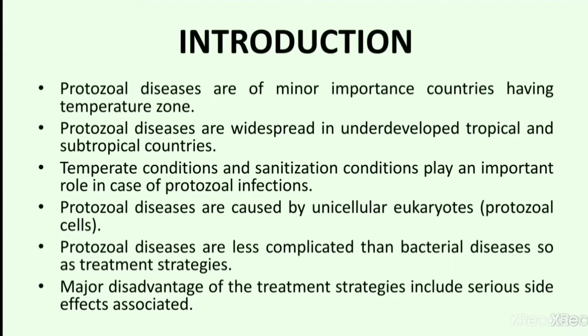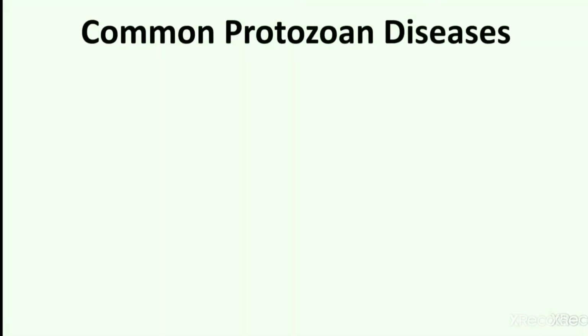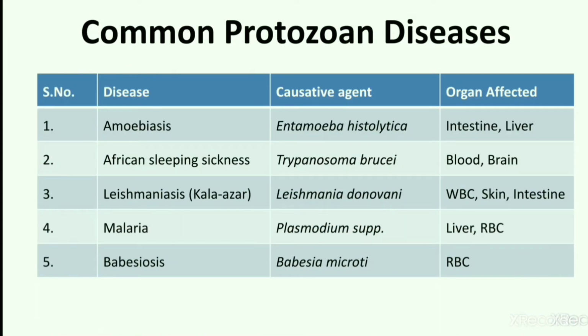One of the major disadvantages of anti-protozoal drugs is serious side effects in the host, particularly on cells having a high metabolic rate. The following table includes details of various protozoan diseases, causative agents or parasites and organs affected. First one, amoebiasis, which is a parasitic infection of the intestines caused by the protozoan Entamoeba histolytica. Organs affected are intestine and liver.